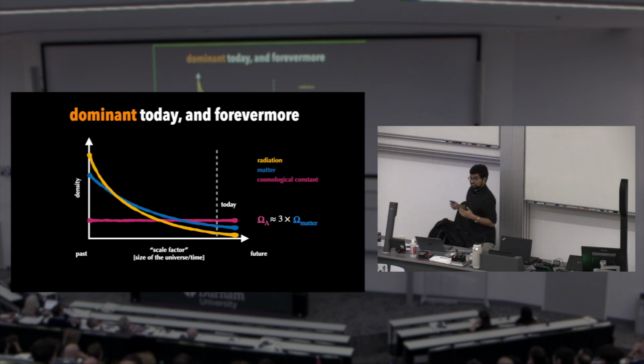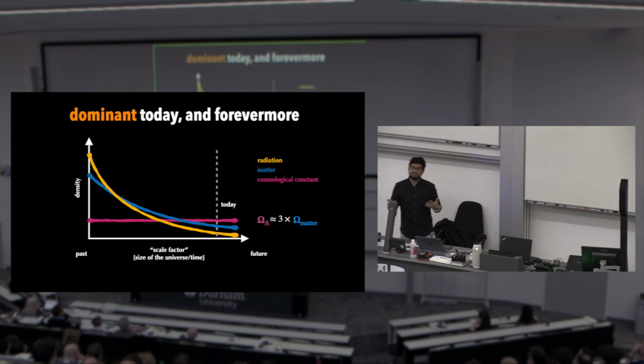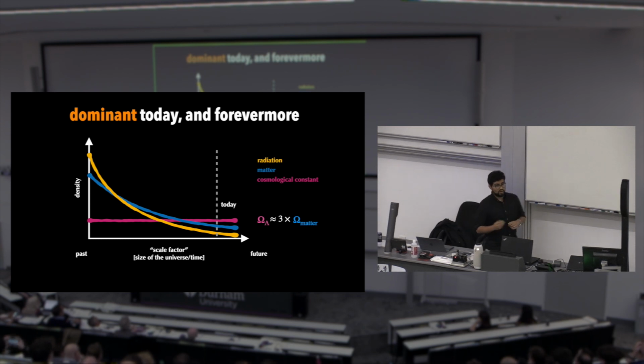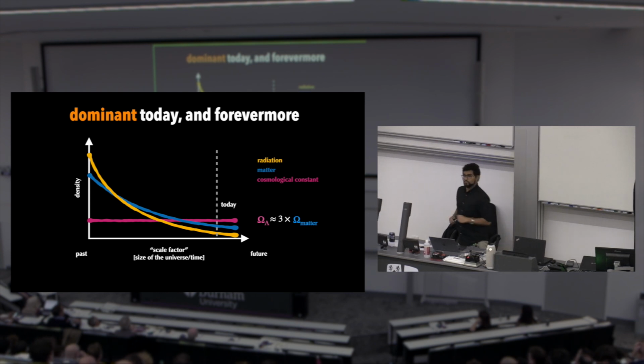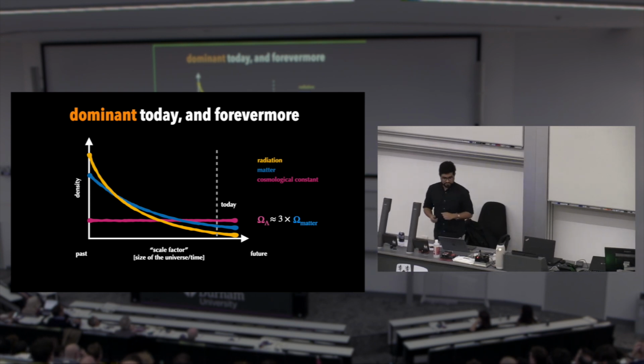So this actually poses one of the interesting conundrums about the cosmological constant, which is why do we live in this time now that the cosmological constant is dominant? And why did it not happen earlier, which might have meant something more catastrophic perhaps for the existence of life?